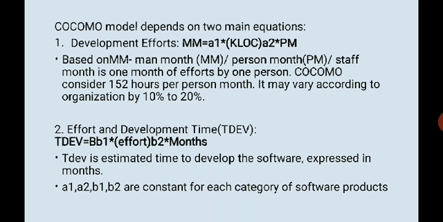The COCOMO model depends on two equations. One is development effort, the other is effort and development time. So MM, or man month, is equal to a1 (KLOC)^a2 PM. MM would be your man month and PM is your person month. A staff month is one month of effort by one person. COCOMO considers 152 hours per person month. It may vary according to the organization by 10 to 20%. Effort and development time, TDEV, is b1 * (effort)^b2 months. TDEV is the estimated time to develop the software and it is expressed in months, and all these a1, a2, b1, b2 are constants for each category of software product.